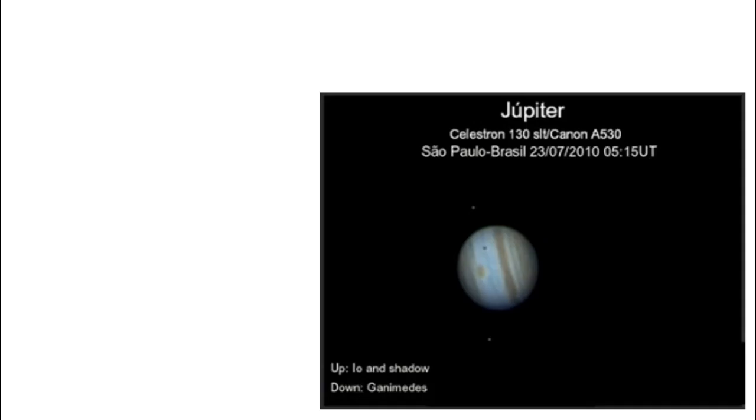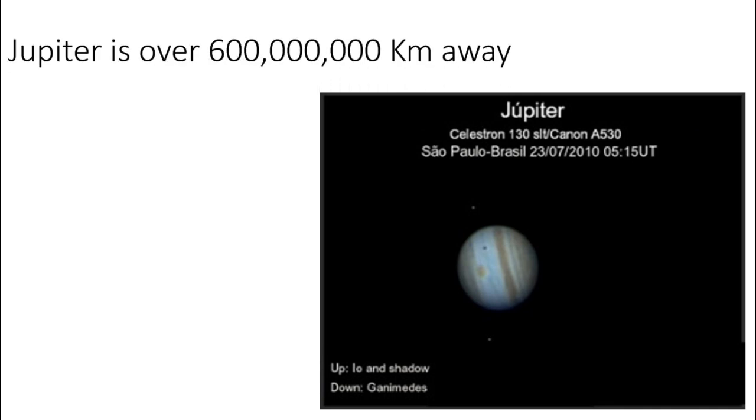This is Jupiter. It is another planet. Jupiter is 600 million kilometers away. And Jupiter is the largest planet in our solar system. It's larger than Earth, our planet Earth. Jupiter is much larger than it. But because it's far away from us, we see it very small, even when we use a telescope to magnify it.